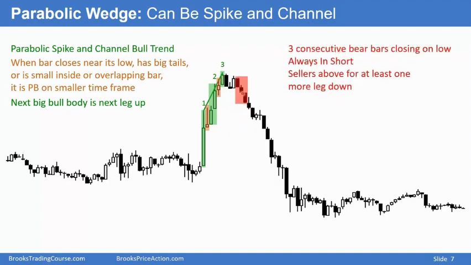3 consecutive bear bars closing on their lows. The market probably is in the process of reversing from a parabolic buy climax. Look at bar 3 right here. Bulls are buying for any reason. They're buying closes. They're disappointed by this bear bar, and they decide maybe it's a parabolic wedge top.